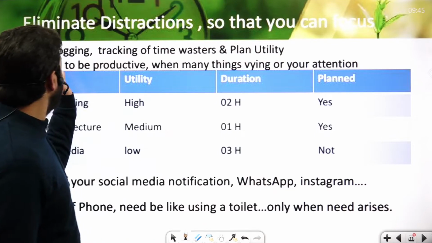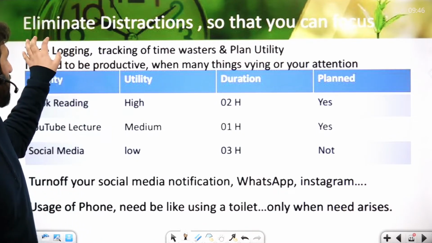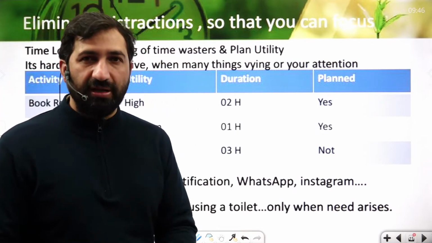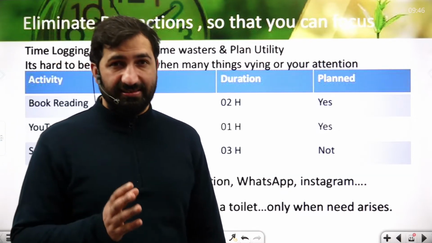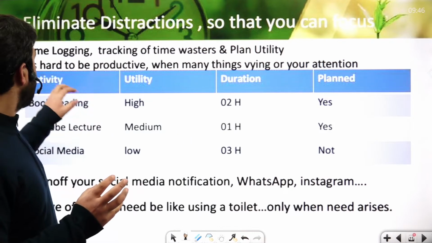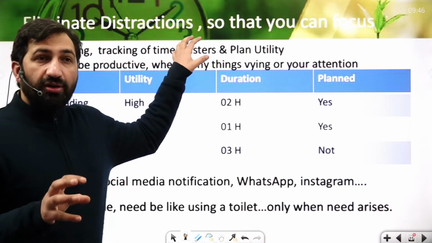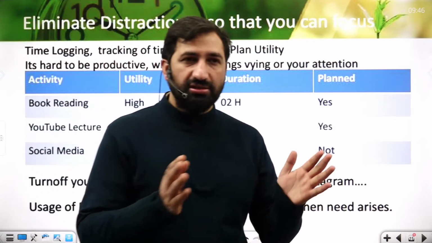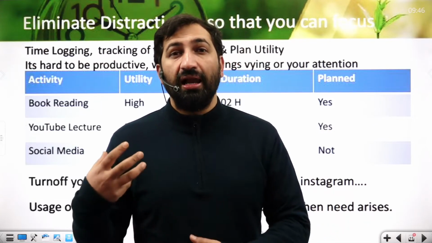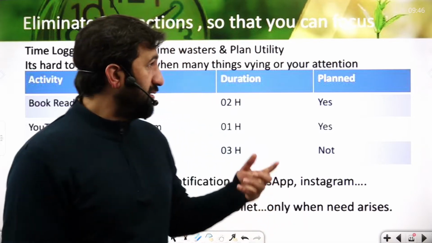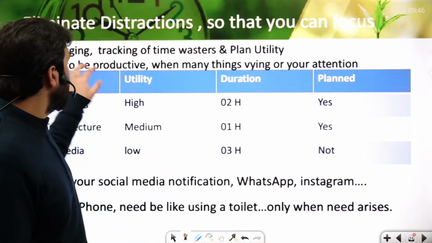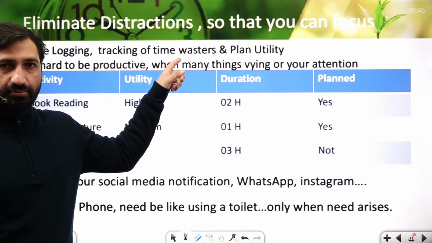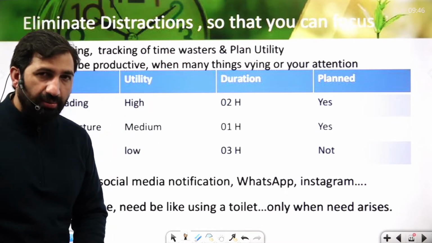After that, I have another best technique, which is to eliminate distractions. The best technique to use time effectively is to first eliminate the distractions. So what is distraction? Basically, we are not focused on a particular work. All the men in this world have the same 24 hours. Some are more successful in managing the time and some are less successful in managing the time. But what is important for us are these three techniques: time logging, tracking of time wasters. You have to just make a schedule of things.